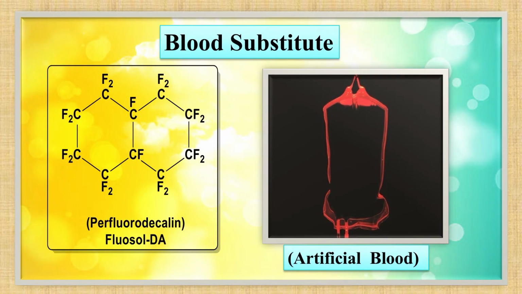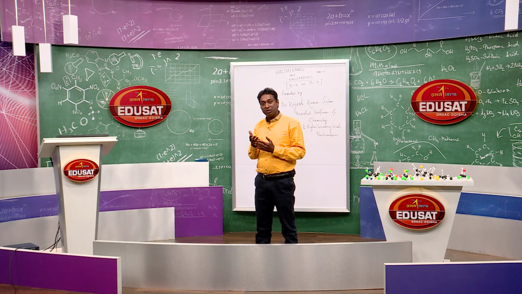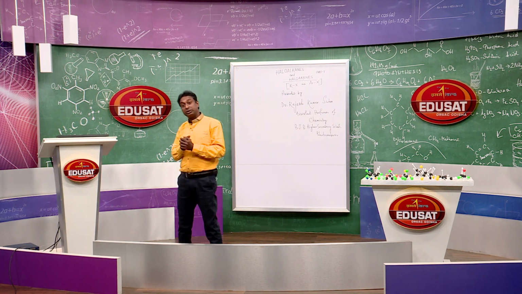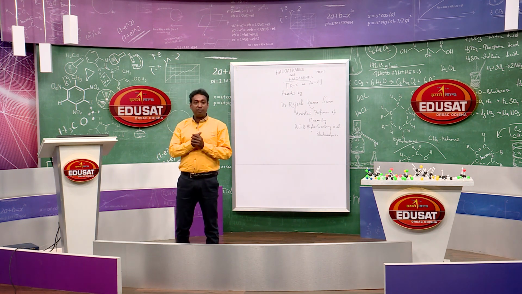Students, look at the screen. You see a compound, fluosol-DA, a type of organic compound belonging to the haloalkene family, where you find in the structure that so many fluorine atoms are there. This type of compound is a substitute for blood during operation. If natural blood is not available, then you can use this blood for the survival of the patient. So, see the application. Why are we reading this topic? I have told you why we are reading this topic. This is because of this application, the use in our daily life.